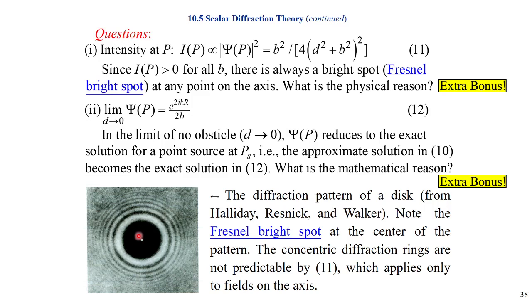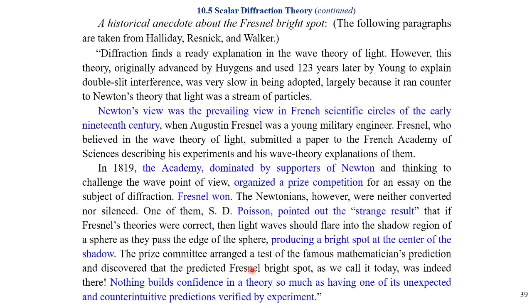People think, Poisson thought, according to the mathematics, that in the center they will have a spot, but there should be shadow, no spot. So they say Fresnel's prediction is incorrect. However, from the experiment, they demonstrated Fresnel's prediction was indeed there. Nothing builds confidence in a theory so much as having one of its unexpected and counterintuitive predictions verified by experiment. Unexpected and counterintuitive, but this one was verified by the experiment.